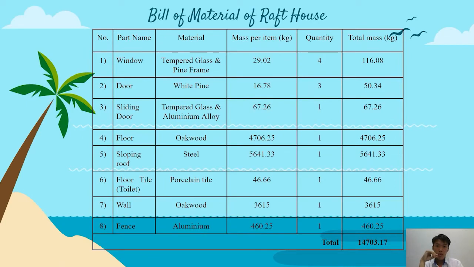Next, the build of material of the raft house. Besides considering the weight of the household items, we also need to consider the structural components of the raft house. In our raft house, the structural components are window, door, sliding door, floor, sloping roof, floor tub for toilet, wall, and fence. It is difficult to explain each of the structural components in detail in this video, but I will only explain one as an example.